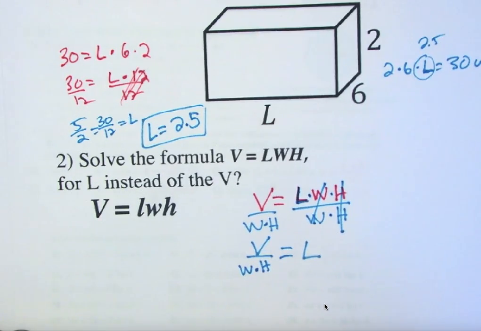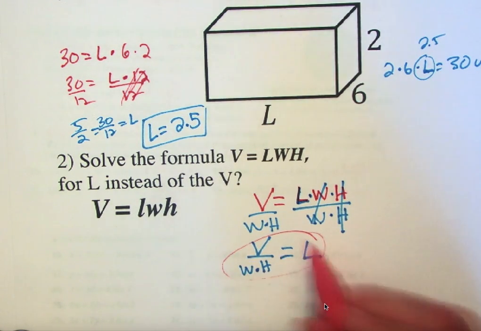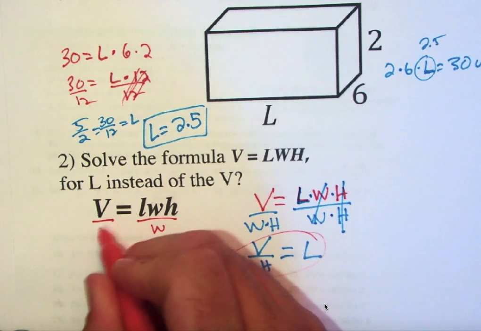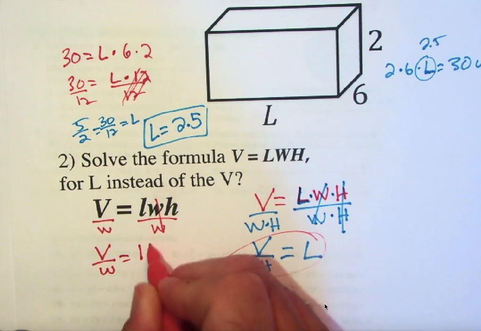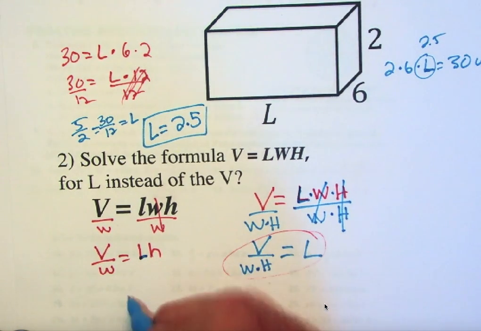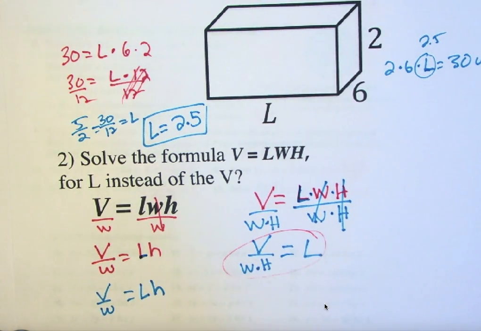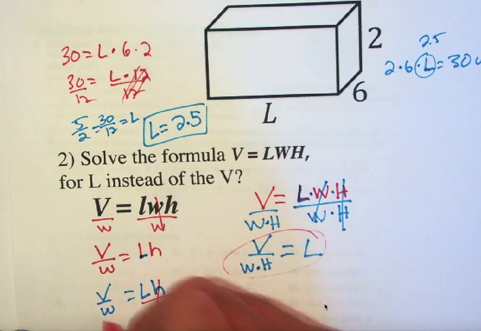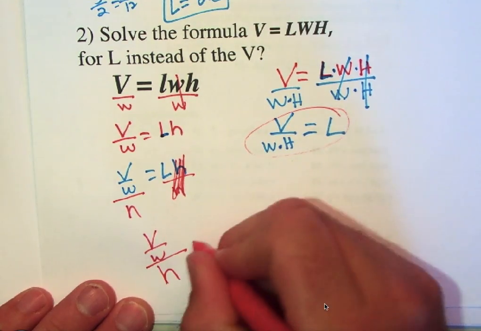Whoops, let me slide that out. And what some students will do, just to show you, but that's the most simplified answer. Some students might first divide by W. So you get V over W equals LH. And then they say, well, I still have to get L alone, so let me divide both sides by H. And technically you're right. It is the correct answer.